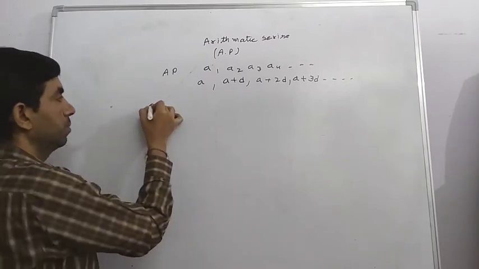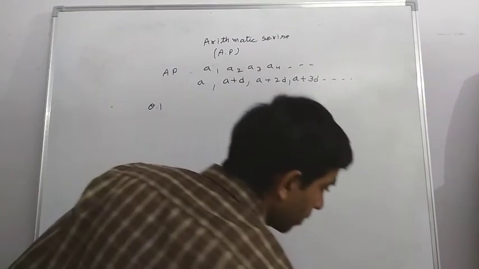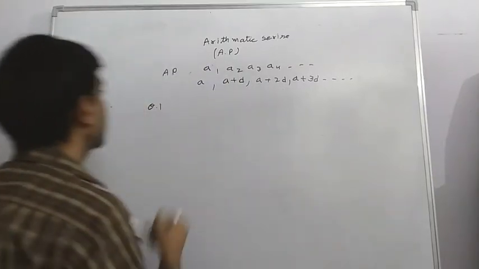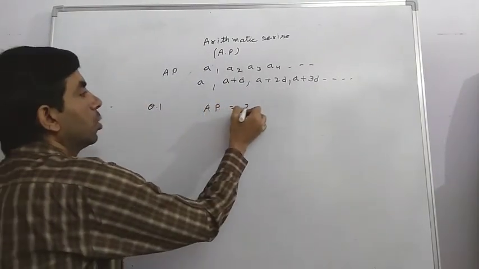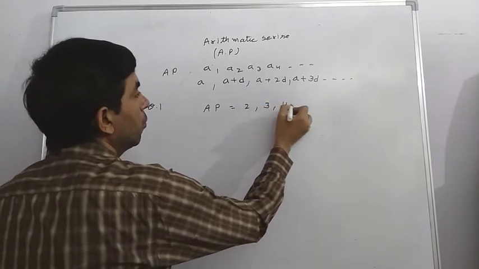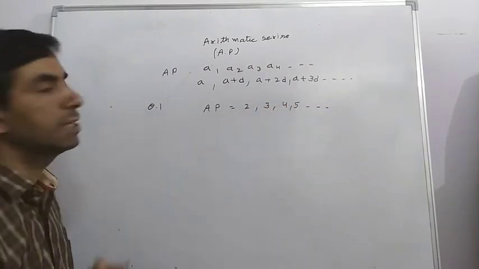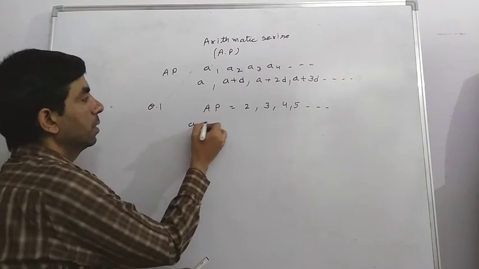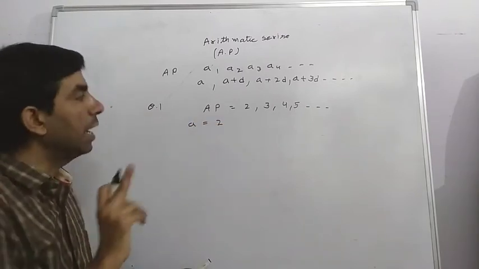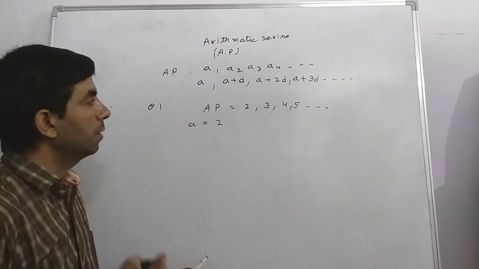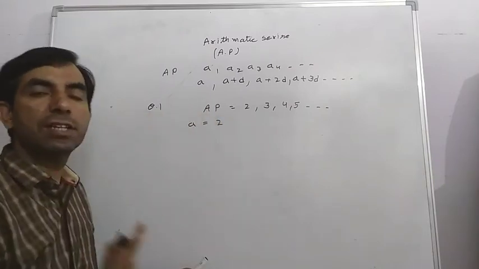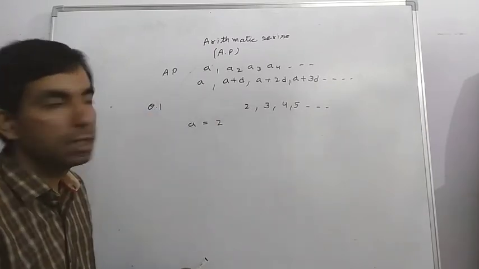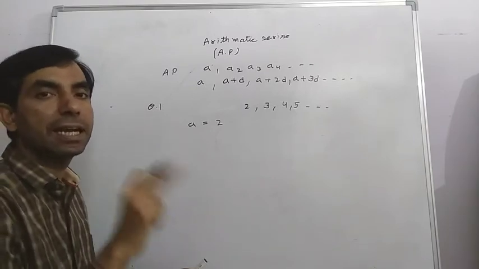Let's take an example: 2, 3, 4, 5. It is a very easy and general question. Here the first term is A, which is 2. And what is the difference? If it is given that it is an AP series, then the common difference is equal. But if it is not given as an AP series and it is a normal series, then we have to check whether it is AP, yes or no.